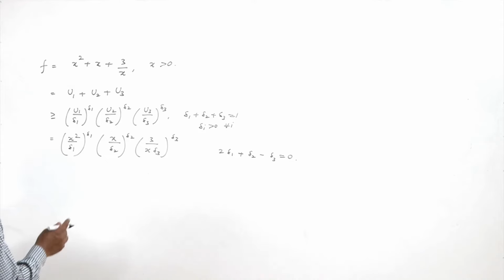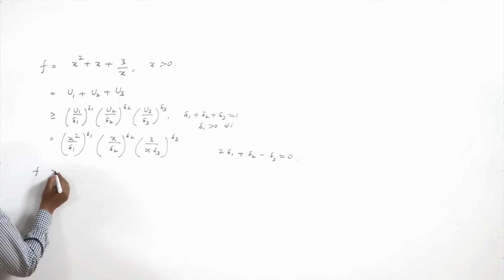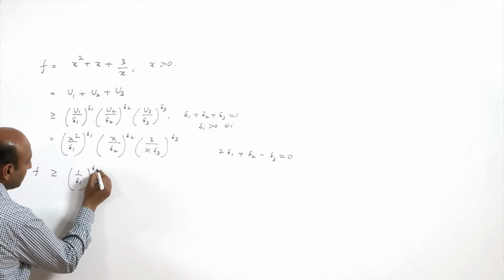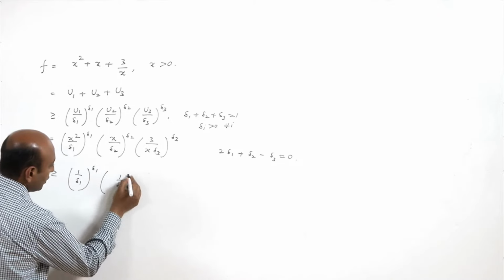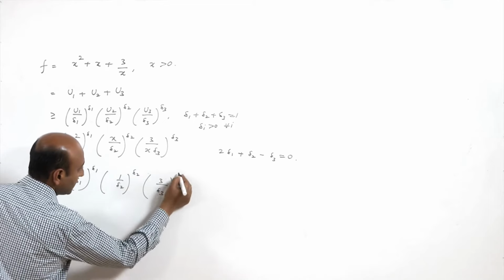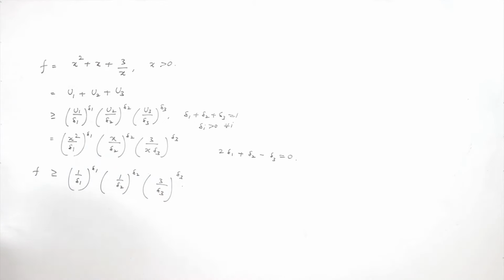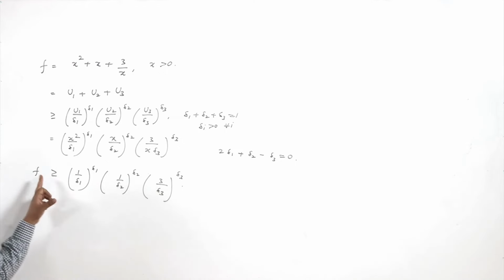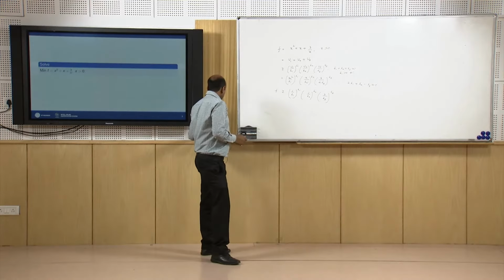Our right hand side, when we make it free from x, is (1/delta 1) whole raised to power delta 1, (1/delta 2) whole raised to power delta 2, and (3/delta 3) whole raised to power delta 3. We want to find out the maximum value of this expression. Maximum value will give the minimum value of f. Okay. Now, what we will do?